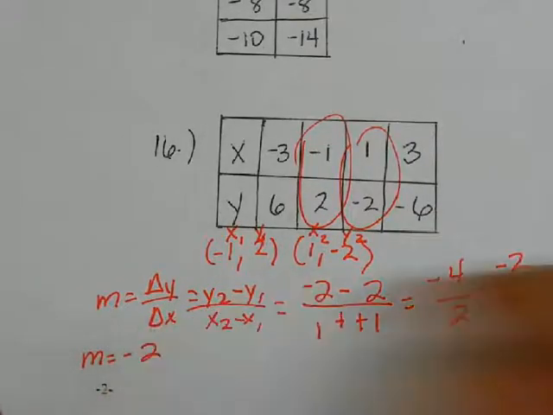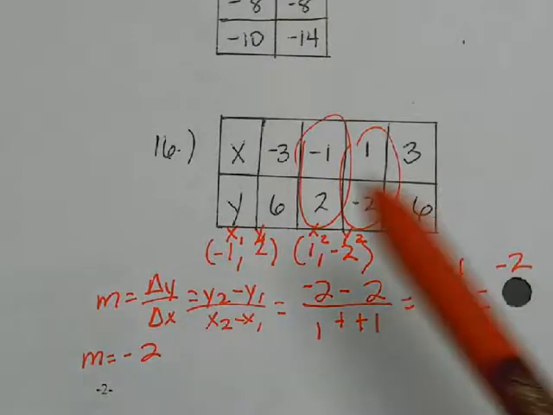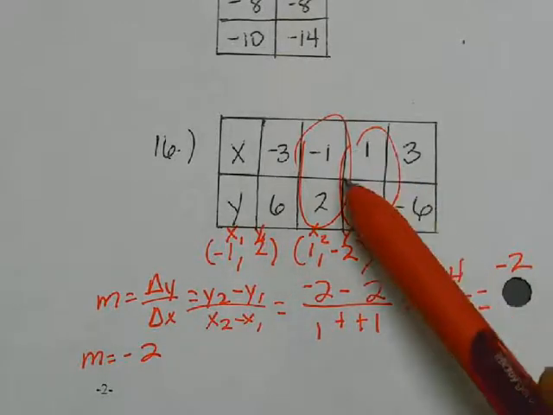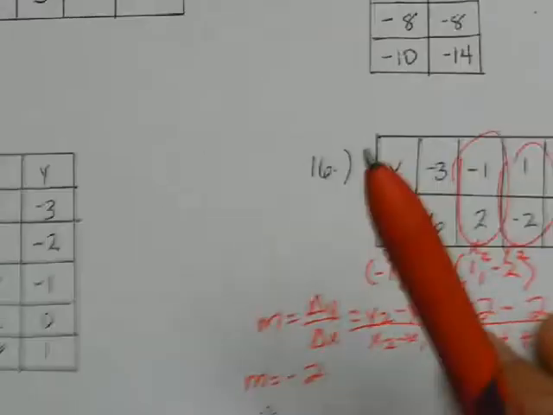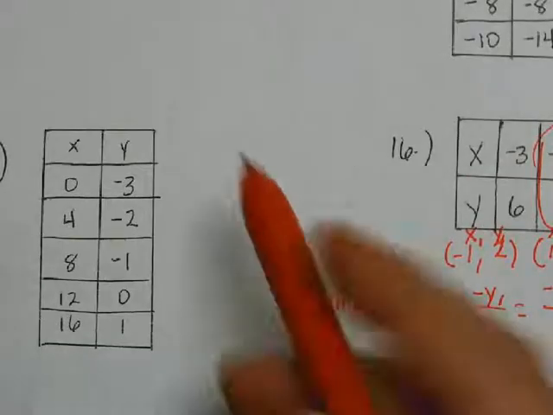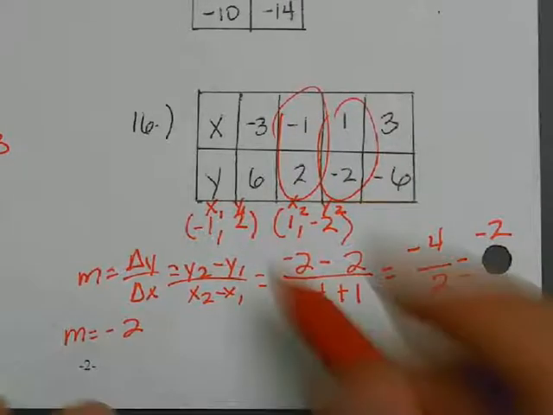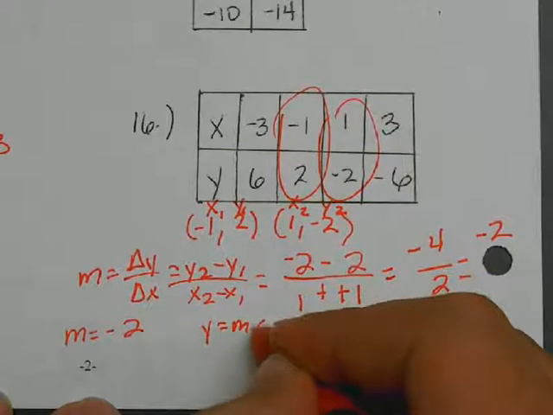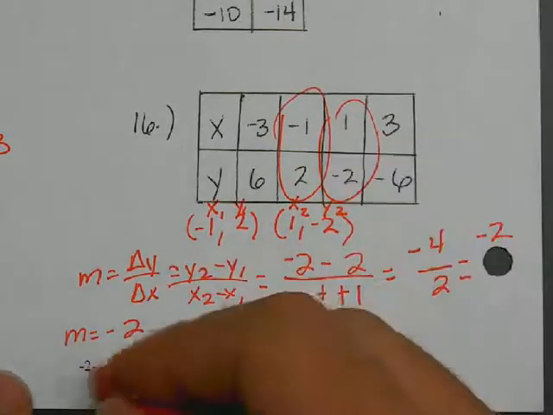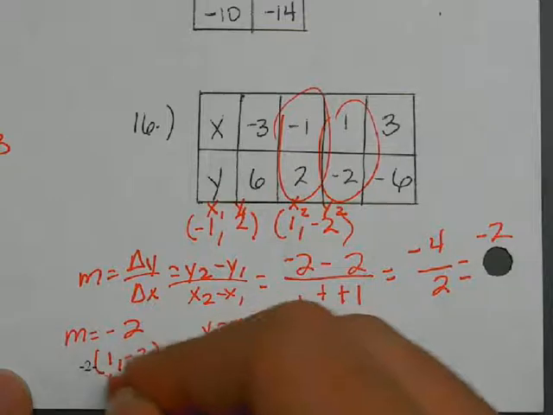Now we find B. Notice that they did not give us 0. Like if you look at 15, they gave us x as 0. So that right there, your B here is -3 automatically. But notice here they didn't give us 0 in the table, so we got to find it. So we say y equals mx plus b. We pick a point. I'm going to go with 1, comma -2. That's my x, that's my y.